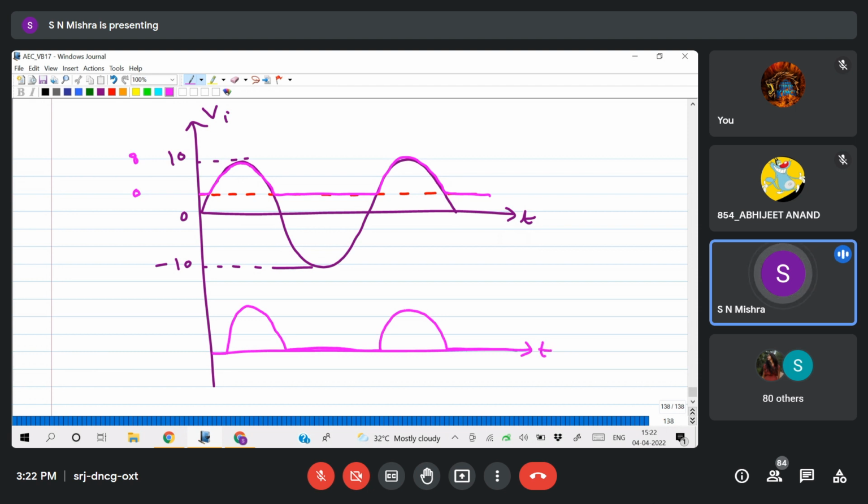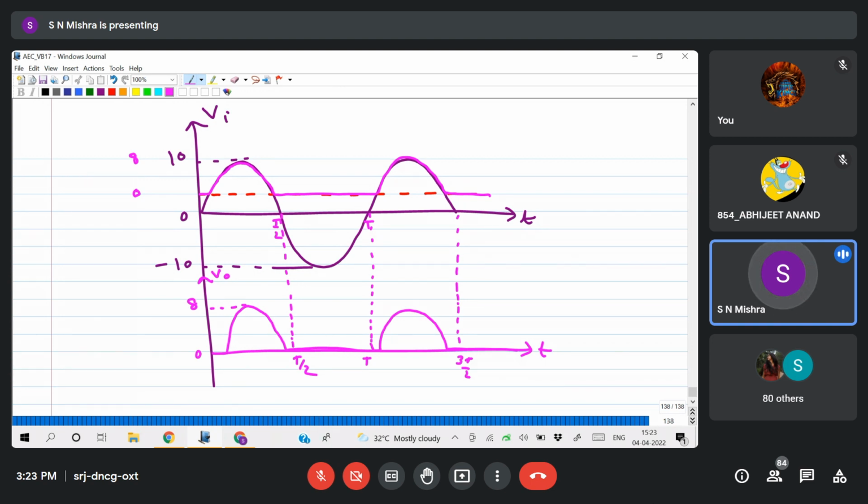This is your T, this is your V naught, 0, 8. Sorry, T by 2. This is T. So T will be somewhere here. This is T by 2, this is T, this is 3T by 2. Any doubt from this drawing of the graph?